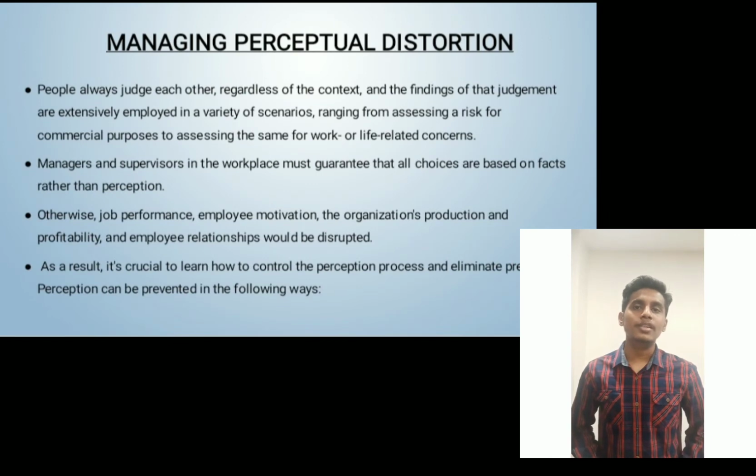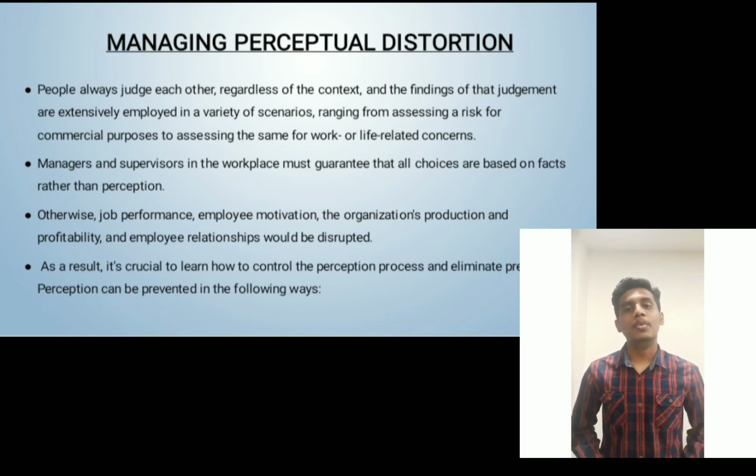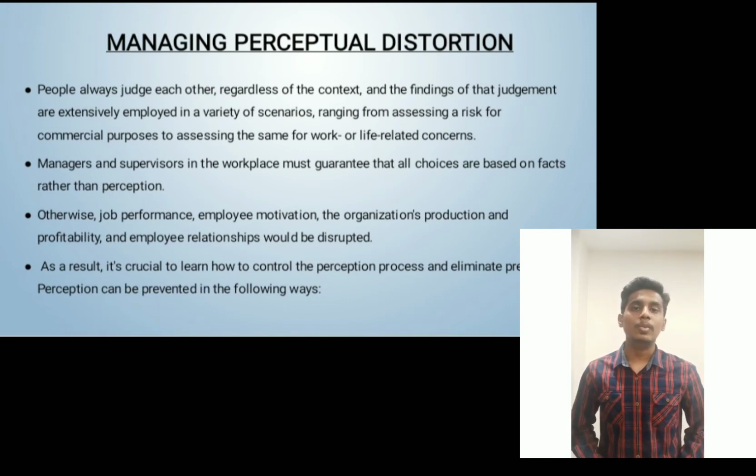Next, I'm going to talk about managing perceptual distortions. People always judge each other regardless of the context, and the findings of their judgment are extensively employed in a variety of scenarios, ranging from assessing a risk for commercial purposes to assessing the same for work or life-related concerns. Managers and supervisors in the workplace must guarantee that all choices are based on facts rather than perception. Otherwise, job performance, employees' motivation, the organization's production and profitability, and employee relationships would be disrupted.